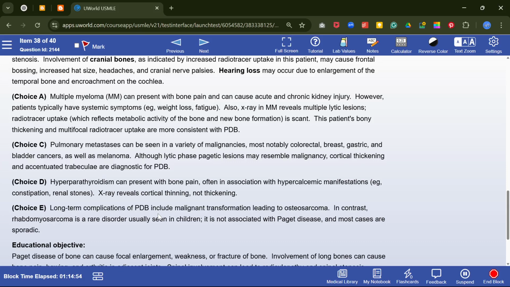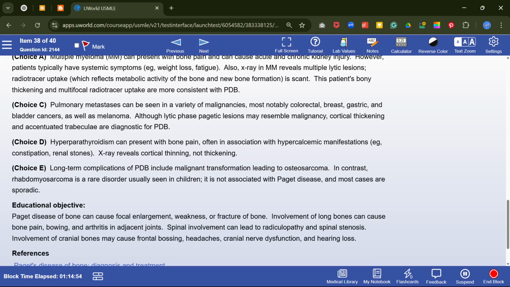And option E, long-term complications of Paget's disease of the bone include malignant transformation leading to osteosarcoma. In contrast, rhabdomyosarcoma is rare and usually seen in children. It is not associated with Paget's disease and in most cases is sporadic.